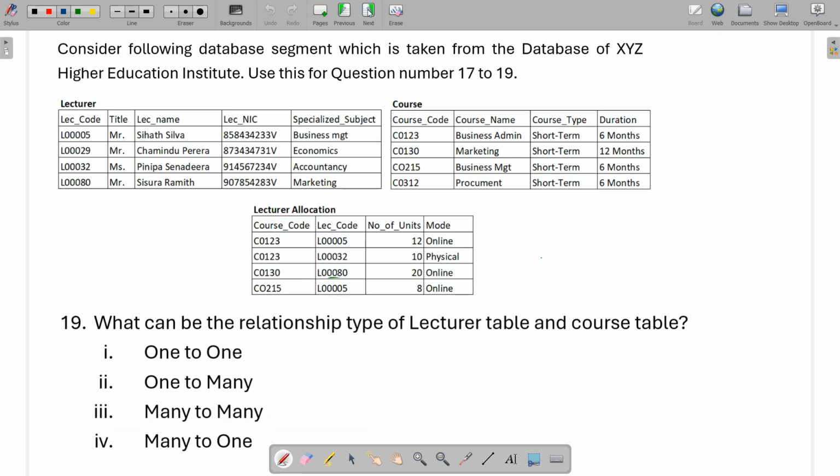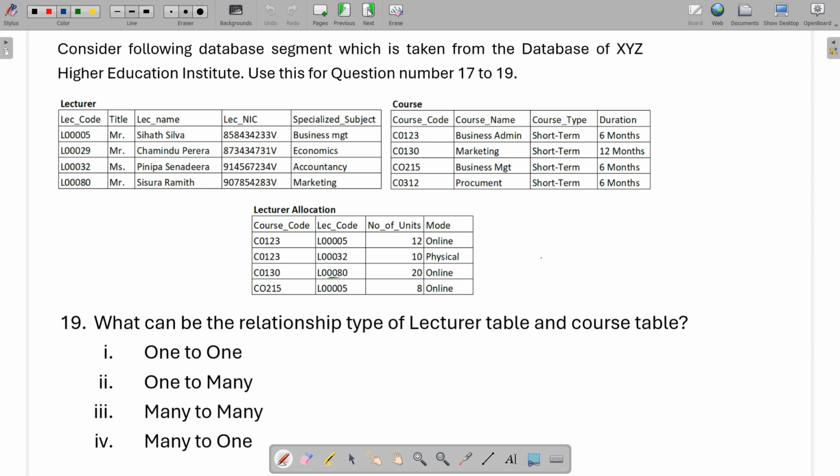Yeah, the 19th: what can be the relationship type of the lecture table and the course table? The first thing that you need to know is, if you want to figure out a relationship between two or more tables, you had better search for the places where it has a foreign key inside it. It is very easy to recognize a relationship between tables just by using the foreign key which is inside the table.